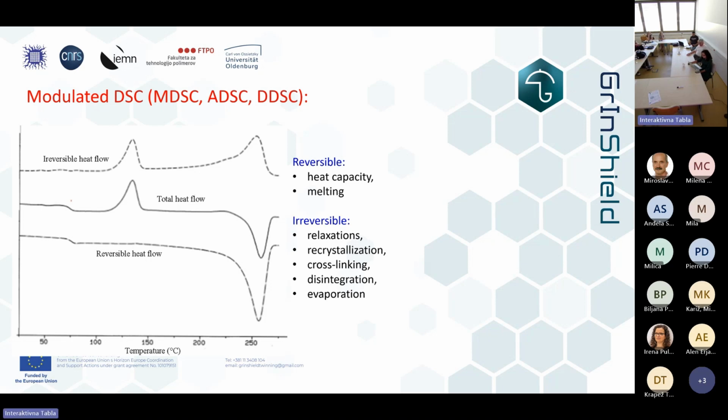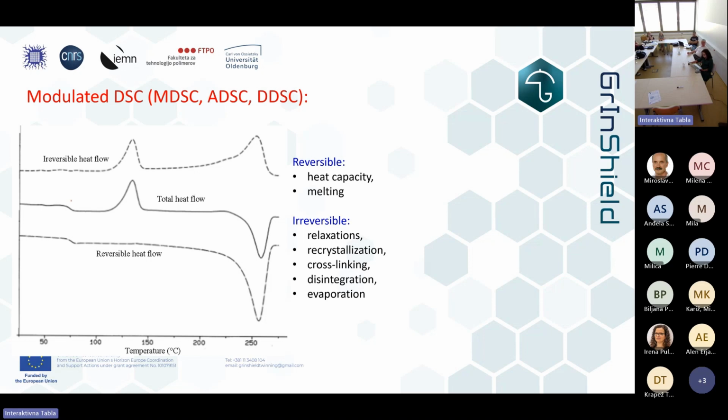So this method enables us to separate signals which are reversible by nature. So heat capacity: if we heat it, it changes, but if we cool it, it changes back to the first value again. So if we do that 100 times, it will always be reversible. Melting, once it's melted, okay, we cool it down, it will crystallize. But there are irreversible things, something like relaxations.